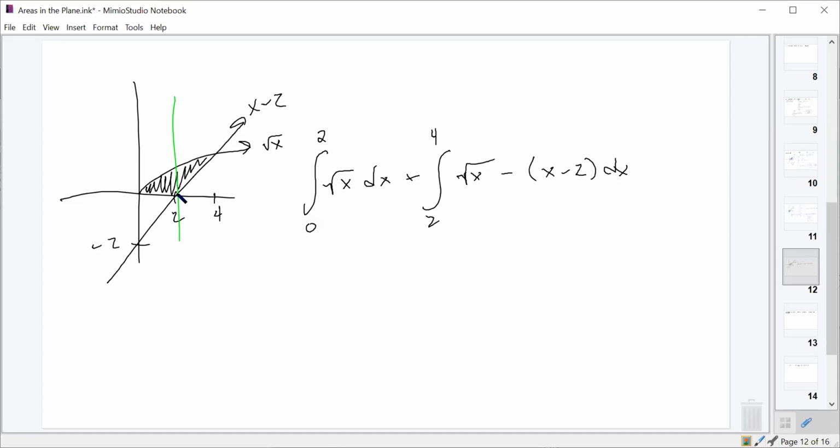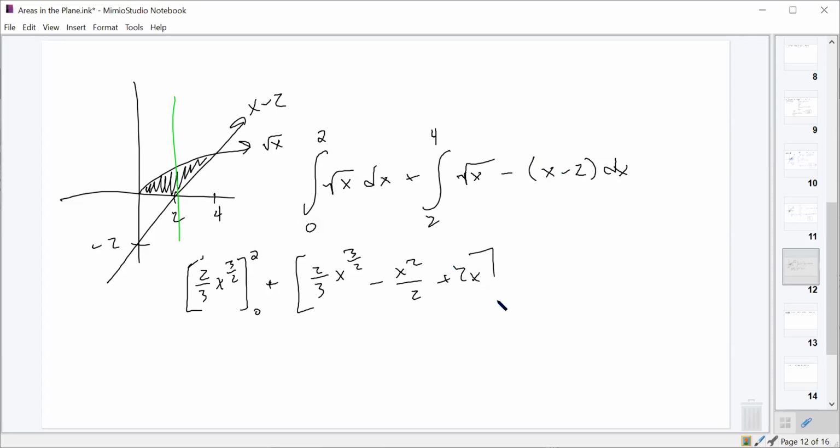10/3. We sure better still get 10/3. So root x, like we said, is still 2/3 x to the 3/2 from 0 to 2. And then we'll add to that, root x is still 2/3 x to the 3/2 minus x will be minus x squared over 2. And minus -2 is a plus 2, right? So that'll be a plus 2x. And we'll do that from 2 to 4.